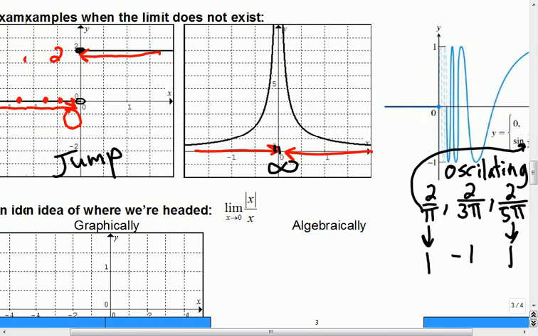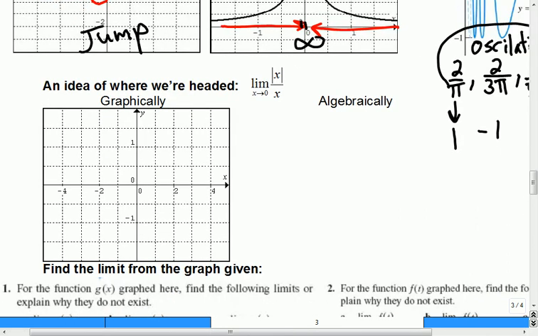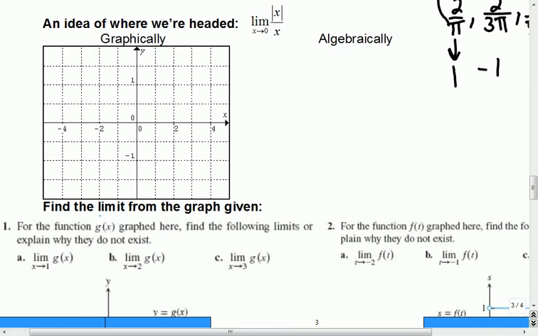Now, just to give you an idea where we're headed, let's take a look at this graph, and we'll look at it graphically and algebraically. This is the absolute value of x divided by x. So you can put it into your TI-83. I am going to put it into that applet.